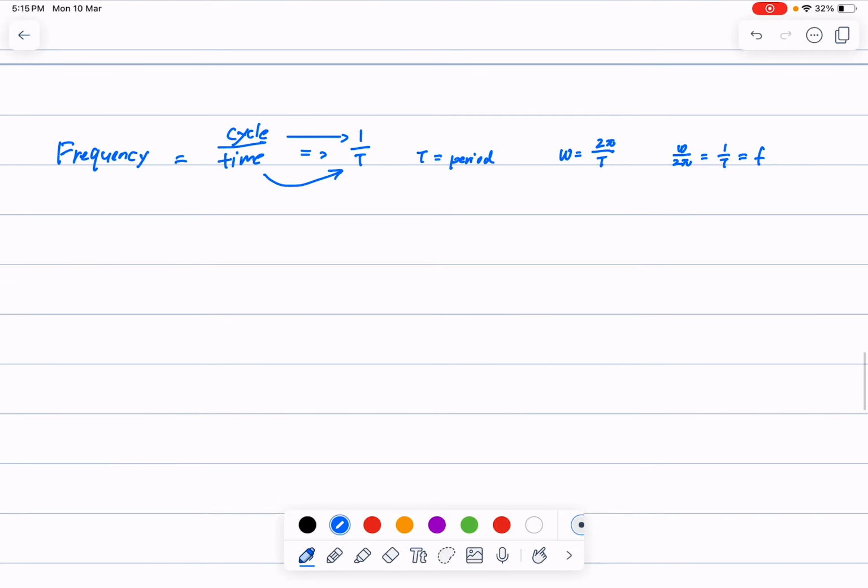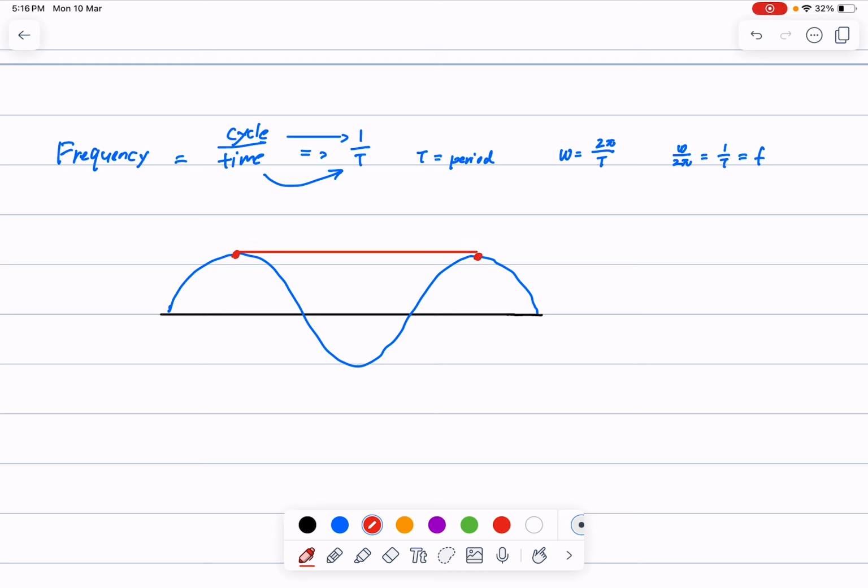We can, and I'll demonstrate this right here. So, if I have a function, like a wave, that travels like this, it moves like this, a sine wave. The distance between this point and this point, these are two peaks, is called a wavelength. And the wavelength is often denoted as lambda.